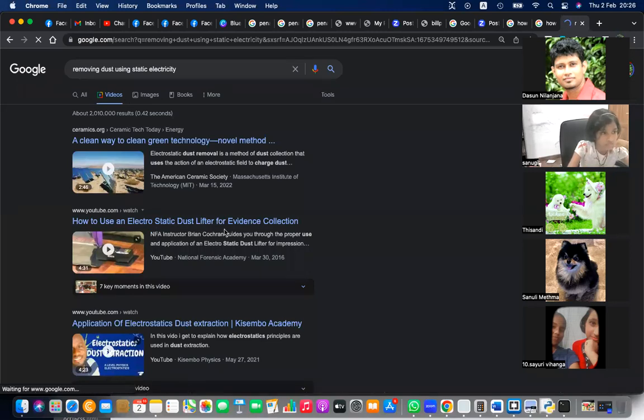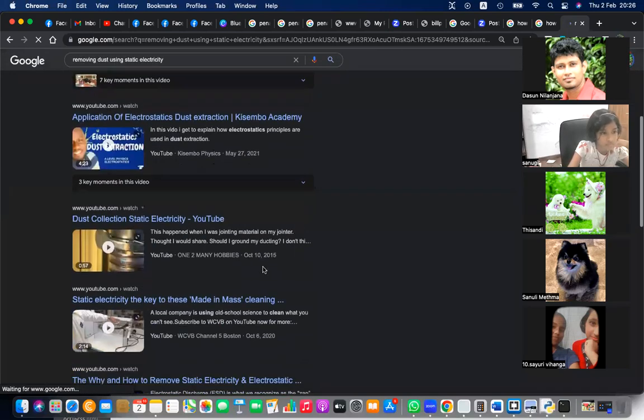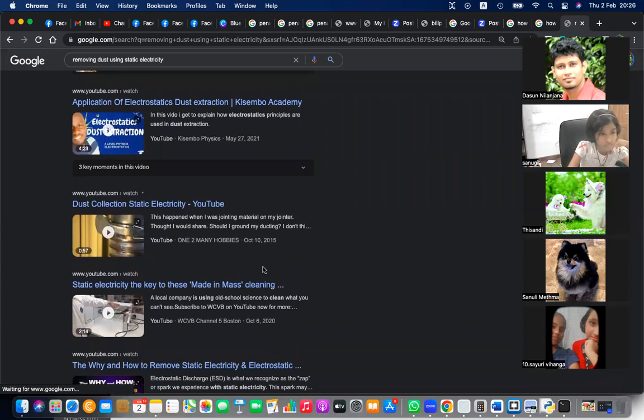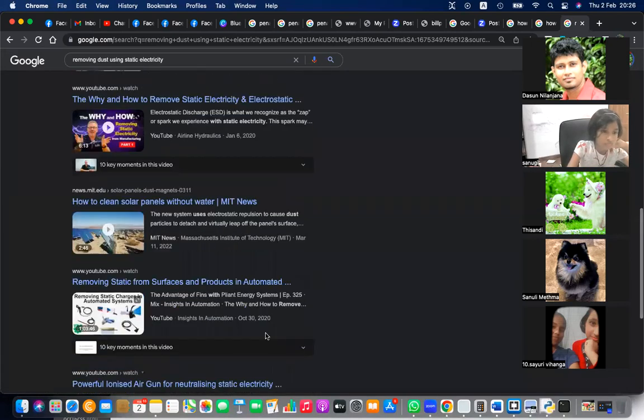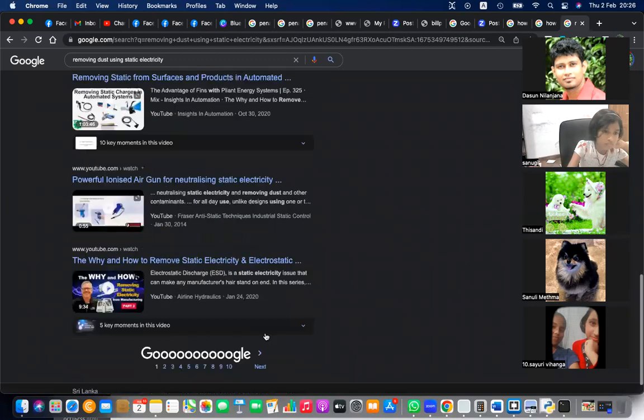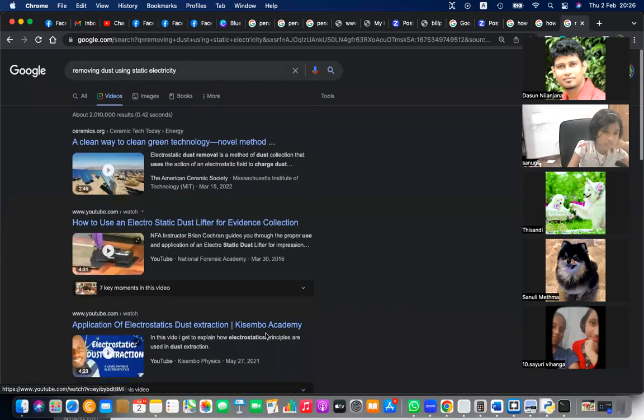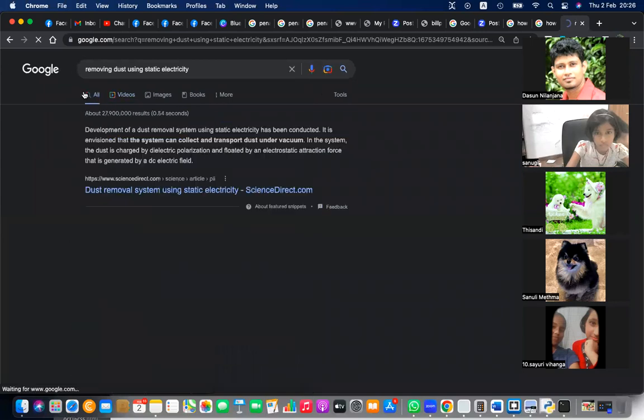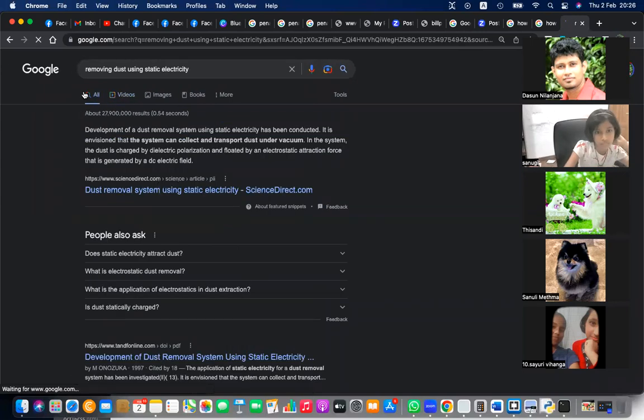Static dust lifter for evidence connection. So basically dust collection or dust removal can be done using that. That is another thing. You can just go through these videos and I'm not going to show each and everything. That is another usage of static electricity. Okay, lightning. Lightning, it is in the book.